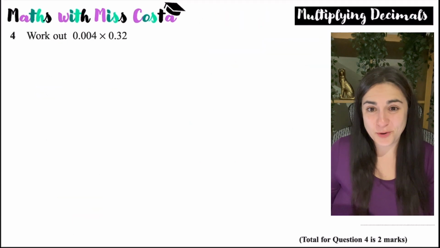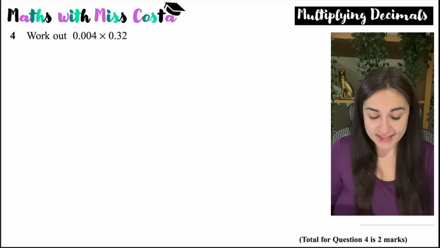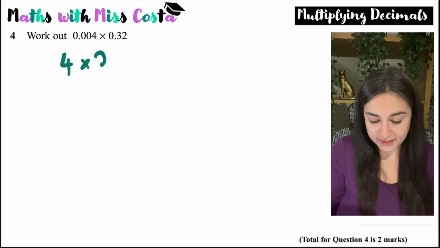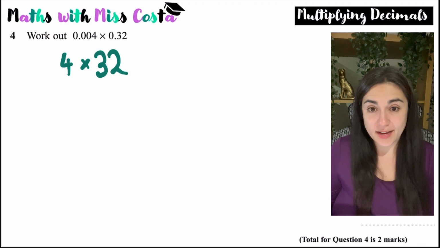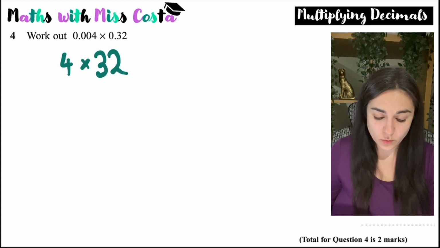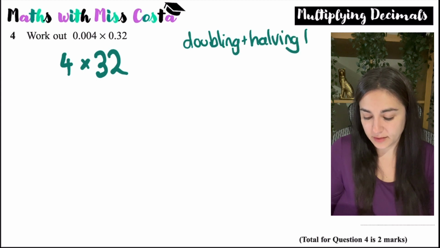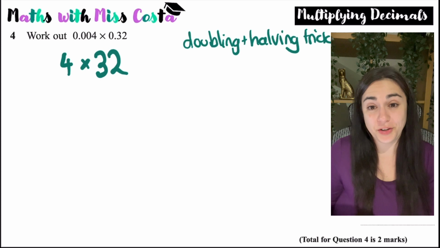Okay, so when we're multiplying decimals, the best thing to do is to just treat them as whole numbers. So first of all, I could turn that into 4 times 32. I can then multiply it. This is a non-calculator question, so you can either multiply it using whatever multiplication method you like, or you can use the doubling and halving trick. So sometimes that's helpful, sometimes it's not, you decide.